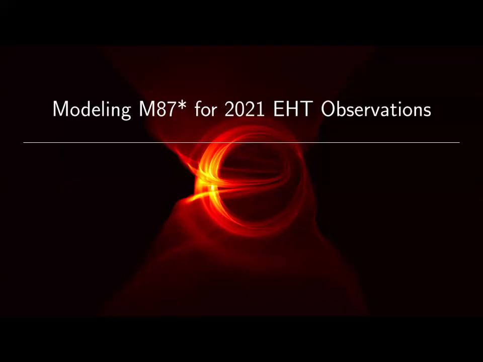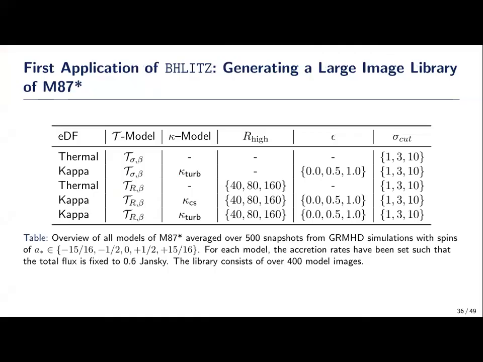So the first application of the code, the display of GPU power, was generating an image library of M87. And why this is so expensive, I need to motivate in a few seconds. We can't just shoot one image because the accretion flow is turbulent. So what we really do is we shoot 500 images, and then compute the average of those 500 images, to average out the turbulence of the accretion flow to get a better comparison between models.